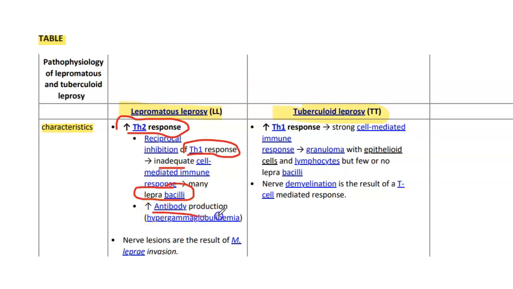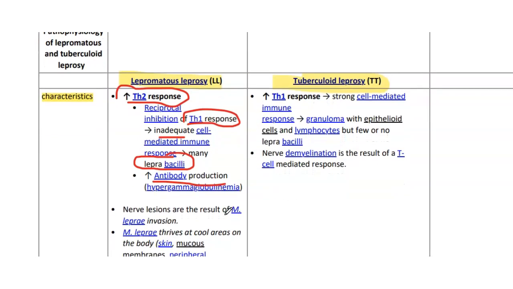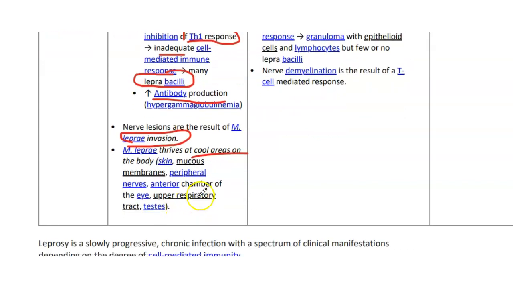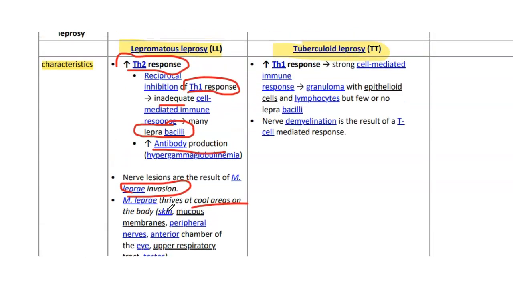There is increased antibody production, hypergammaglobulinemia, but these are not protective; they are destructive antibodies that lead to different types of lesions. Nerve lesions are the result of Mycobacterium leprae invasion. So it invades the nerves and leads to different types of lesions. Mycobacterium leprae thrives in cold areas of the body like skin, mucous membrane, peripheral nerves, anterior chamber of the eye, upper respiratory tract, and testes.